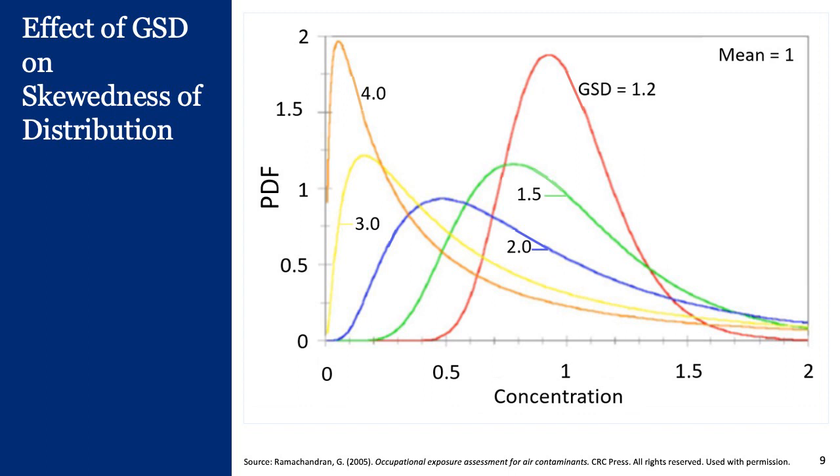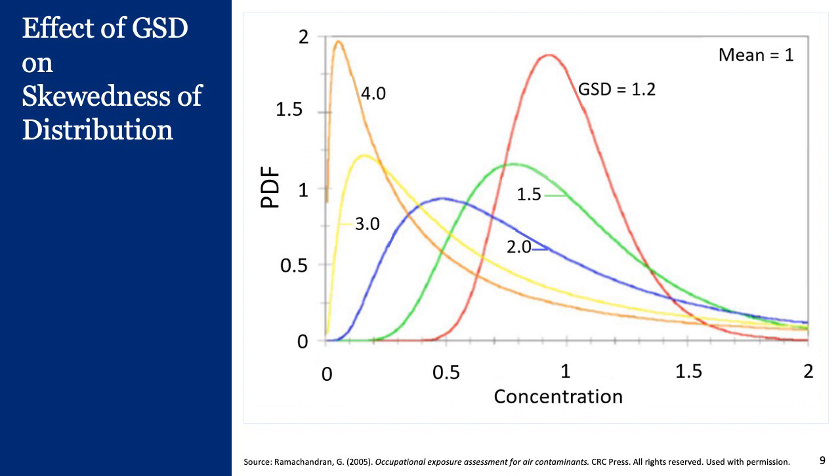The other important thing to remember is that if you look at the tails of the distribution at the extreme right side, the curve corresponding to a GSD of 1.2 falls off very rapidly. Whereas if you look at the curves for GSD equal to 2 or 4, they are not falling off as quickly. This means that there is more probability in the tails of distributions with higher values of GSD than in distributions with lower values of GSD.